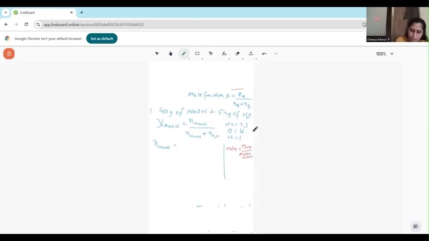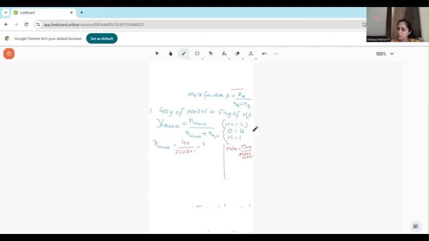So number of moles of NaOH. What is the mass of NaOH? 40 grams over. How do we find the molar mass of NaOH? So students, we have to find the mole fraction of NaOH. For that, we need the number of moles of different components, and then we divide number of moles of NaOH over total number of moles, right? So number of moles of NaOH, mass is 40 grams over. What is the molecular mass of NaOH? So this is 23 plus 16 plus 1, that is equal to 40, which is equal to 1 mole.